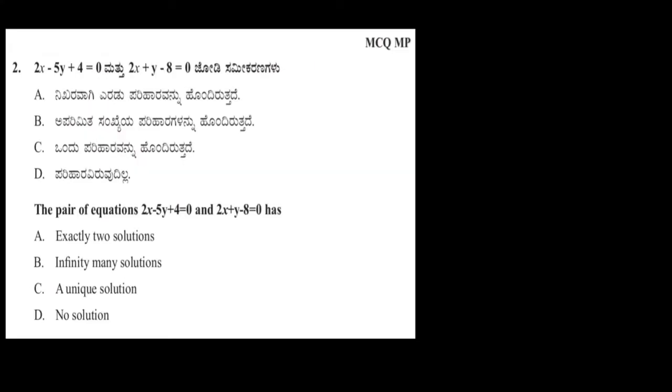Second one: the pair of equations 2x minus 5y plus 4 is equal to 0 and 2x plus y minus 8 is equal to 0 has. Here we need to check which type of solution it has. So first we need to consider a1, a2, b1, b2, c1, c2, how much we have. We have written everything here. So a1 is 2, b1 is minus 5, c1 is 4, a2 is 2, b2 is 1 and c2 is minus 8.